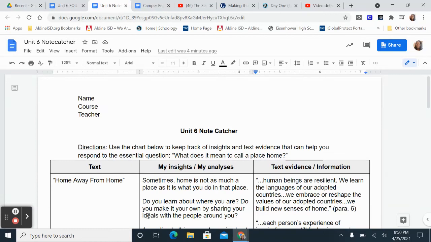Okay, hey everybody. I want to go over this note catcher with you again. I shared it with you, I want to say maybe a week or two ago. The purpose of the note catcher is to help you keep track of text evidence so that when you have to write your essay, you don't have to go searching for the text evidence because you've already been pulling it throughout our unit.